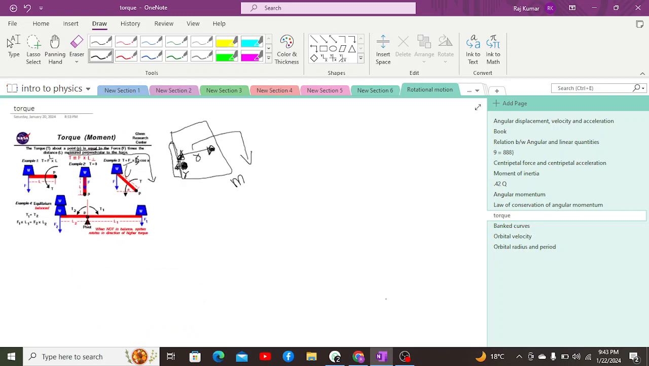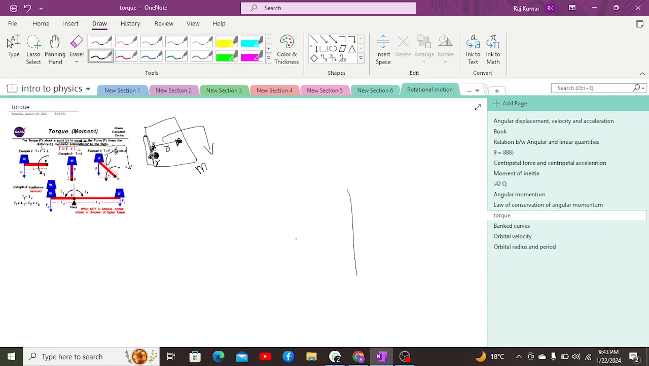When it comes to torque, we discuss sign. Torque is positive in the first quadrant as well as in the second quadrant. In the third and fourth quadrants it is negative. Why? Because sine theta is positive in the first and second quadrants and negative in the third and fourth quadrants.